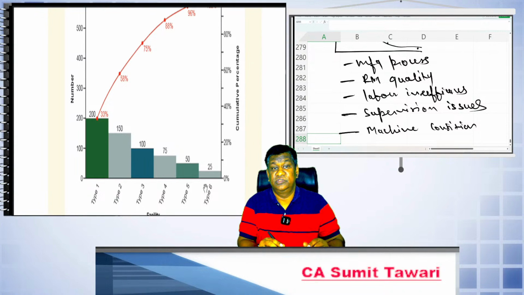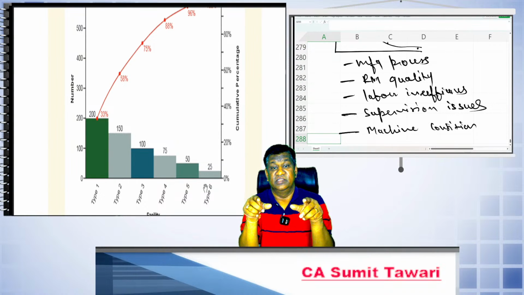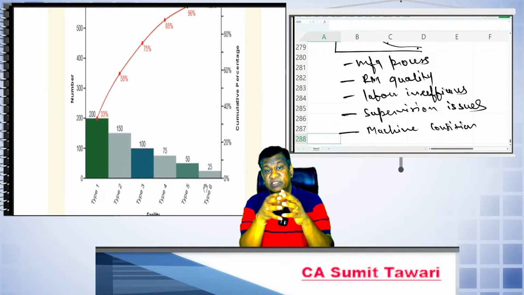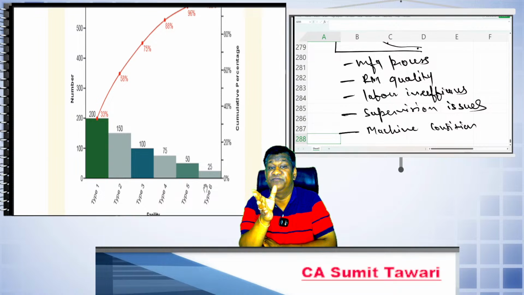Okay, so the first issue is almost 200, which means 200 quantity in total. The second is 150, the third is 100, then 75, 50 and 25. If I sum all together, it is basically 600 quantity. Out of this 600, 450 is mainly because of 1, 2 and 3, which is 75%. So if I correct 1, 2 and 3 first, I can save my product, and almost 75% efficiency I am able to achieve. So I can ignore, for the time being, type 4, type 5 and type 6.